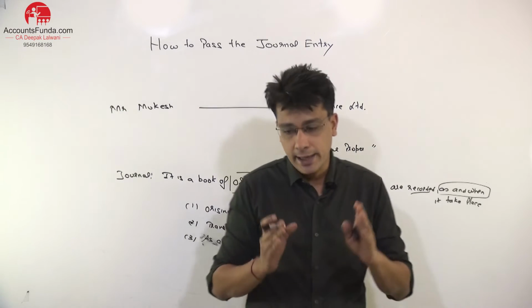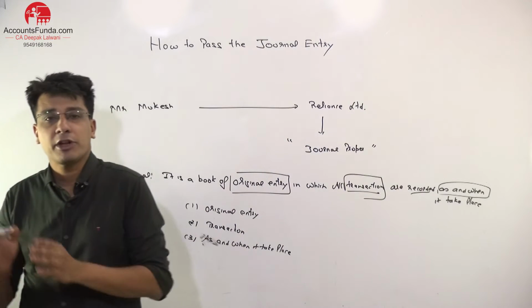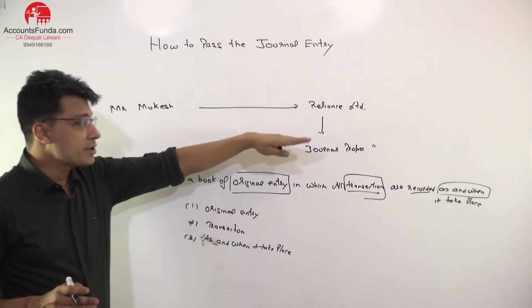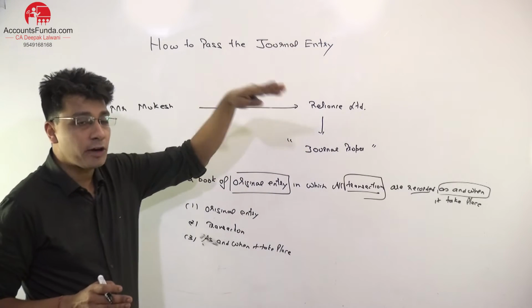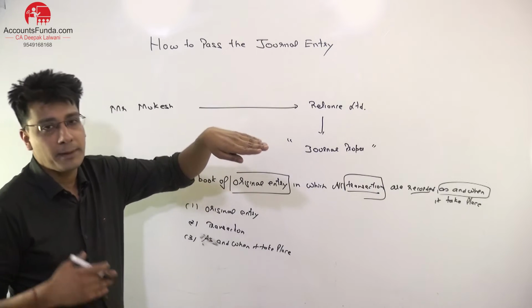So the transaction entered on 1st April will be recorded on the 1st April. The transaction which is entered on the 5th April will be recorded on the 5th April. So the company will maintain the journal properly date wise. It will record 1st April transaction first, then 2nd April, then 3rd April, then 4th April, then 5th April.